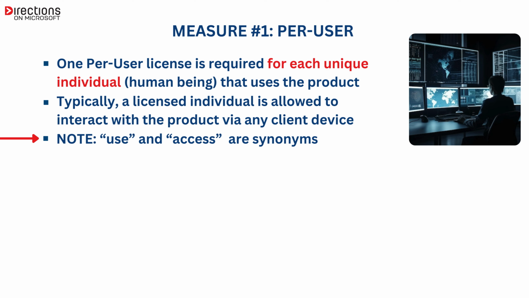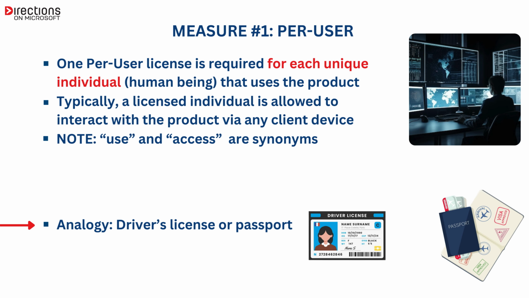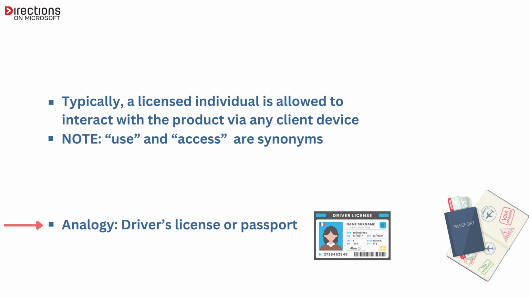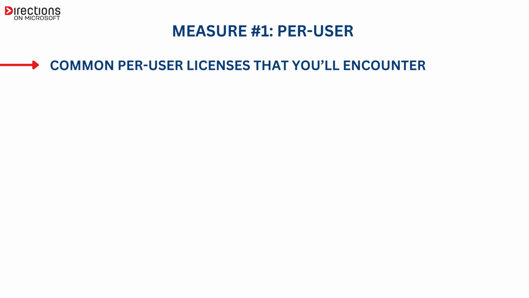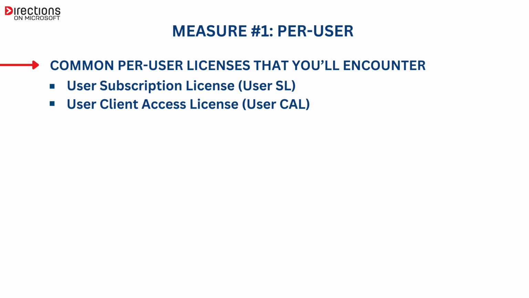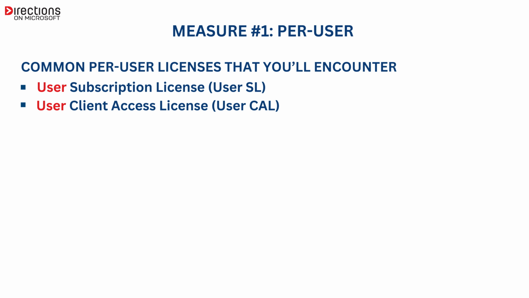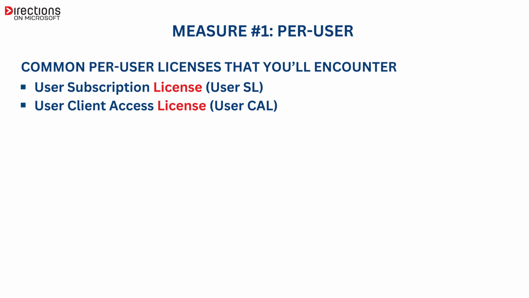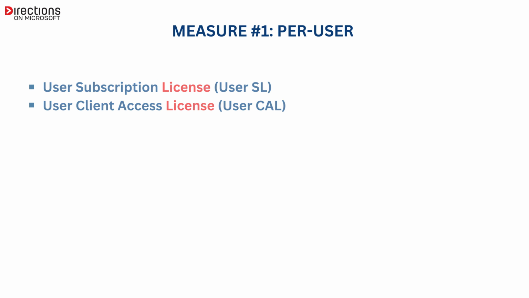I promise to give you government tax and fee analogies. An obvious one here is a fee for a driver's license or a passport. That's the per user license, and it even has a person's picture on it. So what are the most common types of Microsoft per user licenses that you'll encounter? User subscription licenses and user client access licenses. Thankfully, they are not difficult to identify. Both have the word user and license in their names.